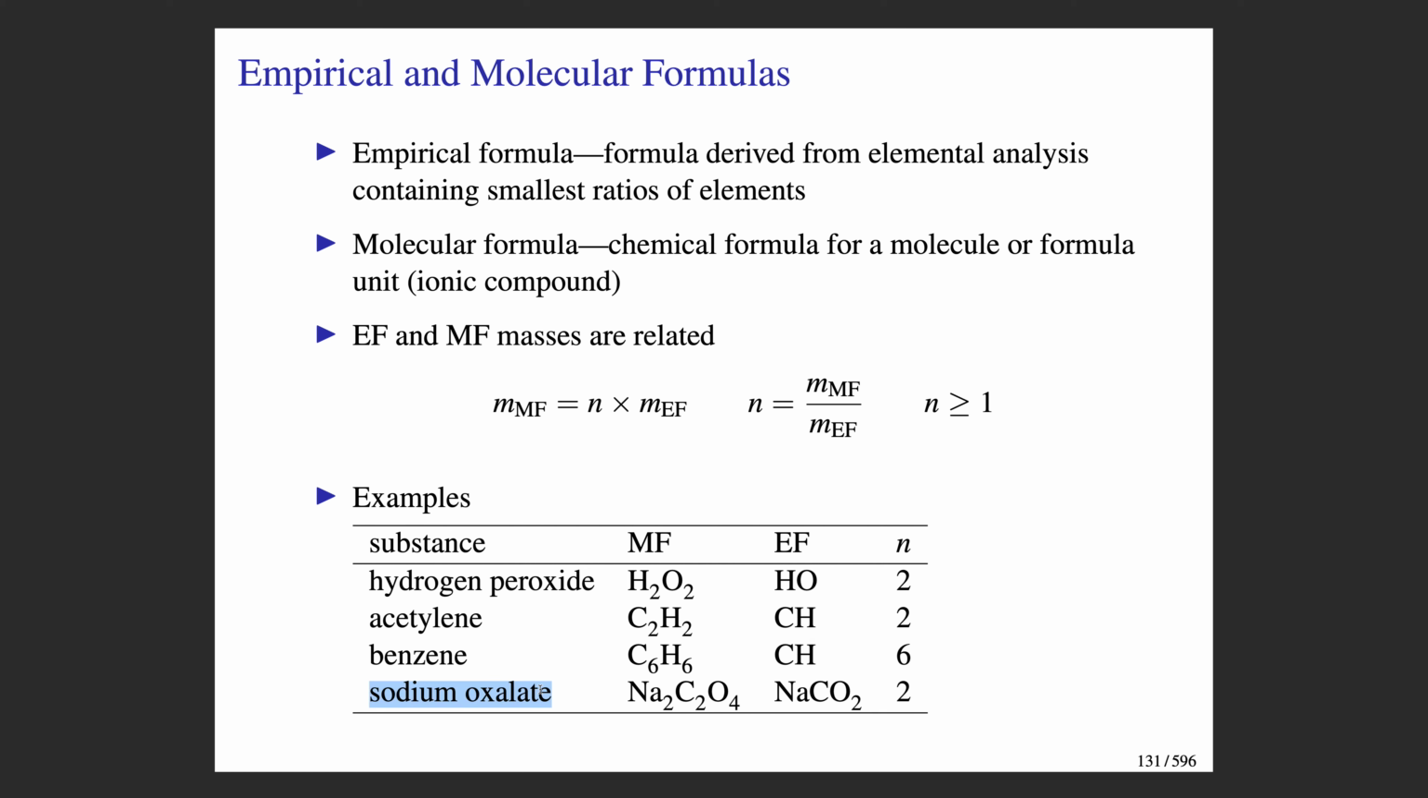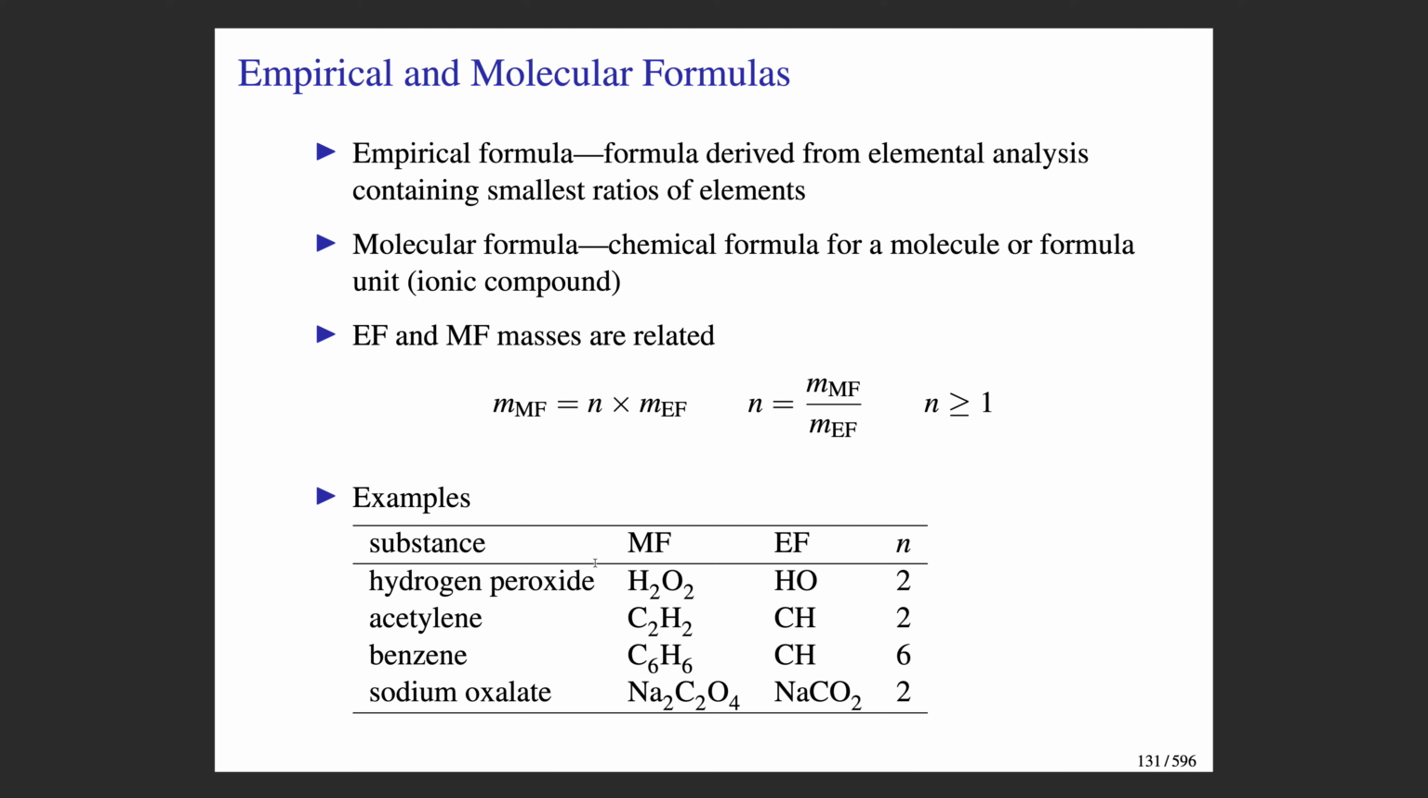Here's an ionic compound, sodium oxalate. We've also looked at this one in a previous video. This is the actual formula unit for sodium oxalate. The empirical formula, however, is only going to give you the lowest whole number ratio. So you can reduce a 2 to 2 to 4 ratio down to 1 to 1 to 2, and this is what the elemental analysis is going to give you.